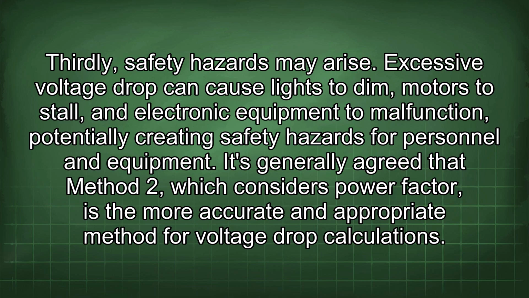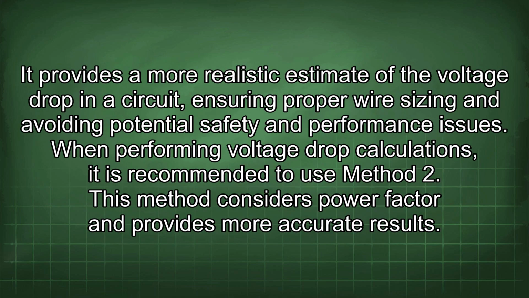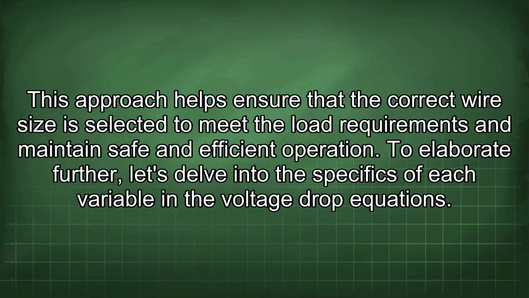It's generally agreed that method 2, which considers power factor, is the more accurate and appropriate method for voltage drop calculations. It provides a more realistic estimate of the voltage drop in the circuit, ensuring proper wire sizing and avoiding potential safety and performance issues. When performing voltage drop calculations, it is recommended to use method 2. This method considers power factor and provides more accurate results. This approach helps ensure that the correct wire size is selected to meet the load requirements and maintain safe and efficient operation.